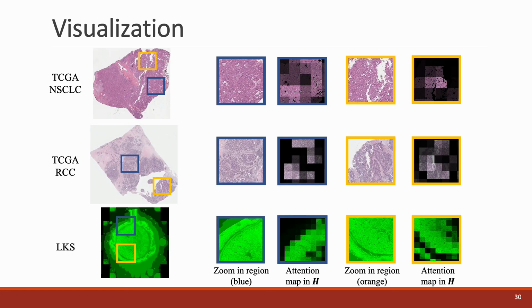Now let's visualize some of the highly attended regions during testing. These attention maps come from the attention pooling layers of the final classifier. We can see that the highly attended regions identify meaningful regions like tumor regions.